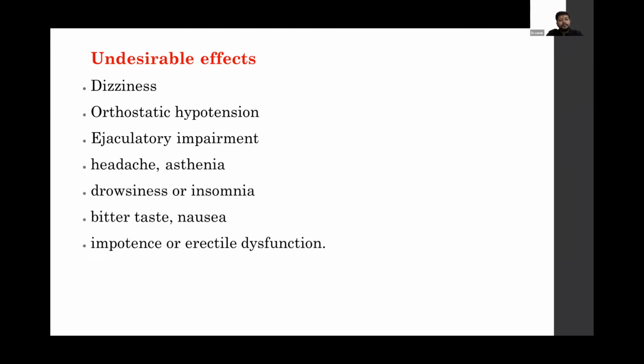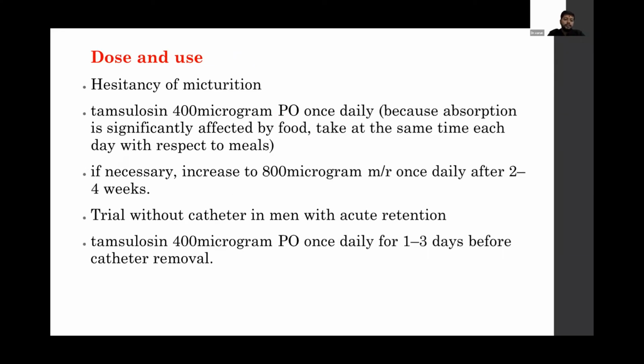Undesirable effects of tamsulosin are dizziness, orthostatic hypotension, ejaculatory impairment, headache, asthenia, drowsiness, insomnia, bitter taste, nausea, and impotence or erectile dysfunction. Dose and use for hesitancy of micturition: it can be used as 400 microgram orally once daily, and if necessary, we can increase to 800 microgram once daily after 2 to 4 weeks.